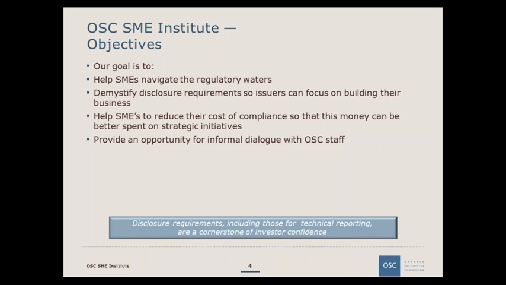Ultimately, we both have the same goal, for issuers to provide appropriate and meaningful information to investors. It's important to remember that at the end of the day, investor confidence in the information that companies provide is critical to the success of the company.